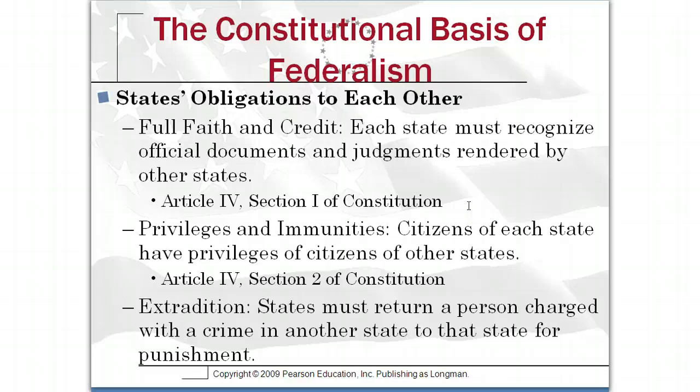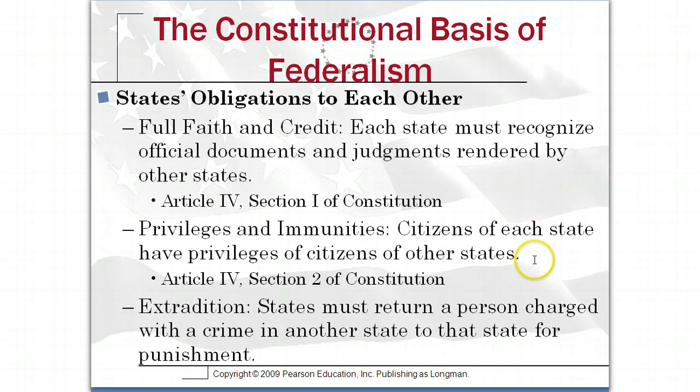There's, of course, the exception of the whole gay marriage thing, which we'll talk about in class. Also, things like your birth certificate should be valid in one state and another. Your driver's license, you don't have to get another driver's license to drive in another state. So they have to recognize the legal documents of one state to another.